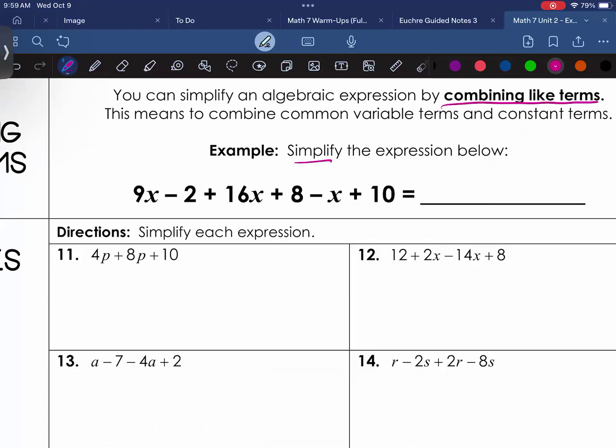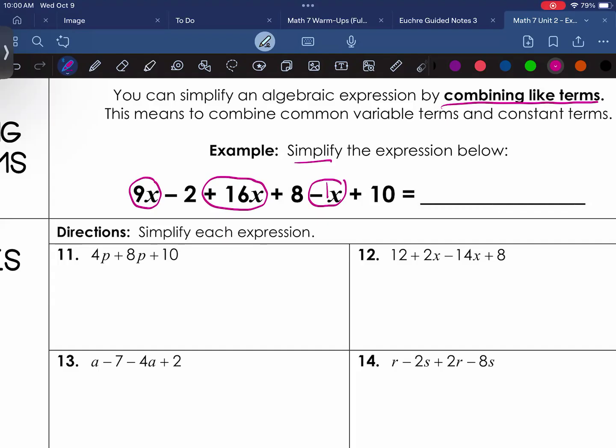If not, do some underlining and some circling, just so that you can see what's similar and what's different. So I'm going to go ahead and circle all of the variable terms that are like terms or common terms. So my 9x is a variable term. That is also the same as my 16x. This is because they both are x's. And my minus 1x.